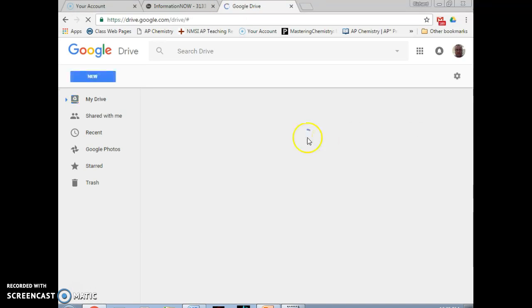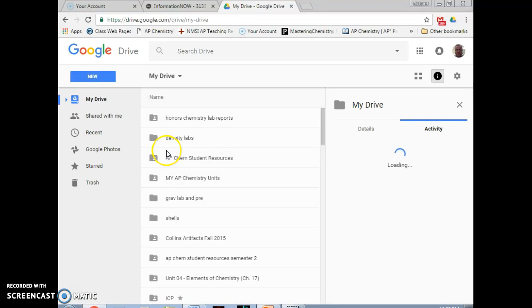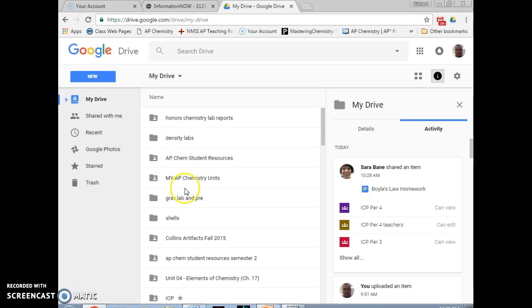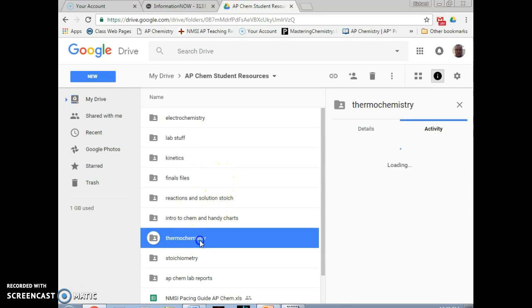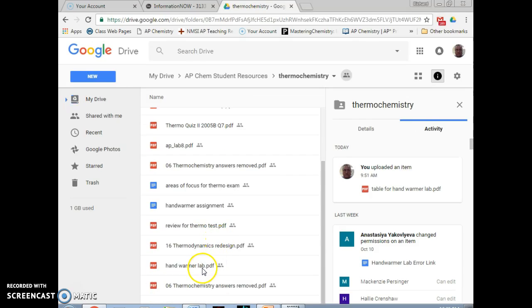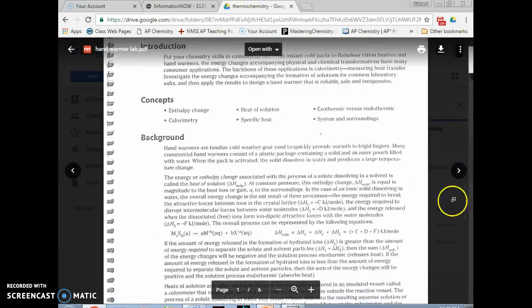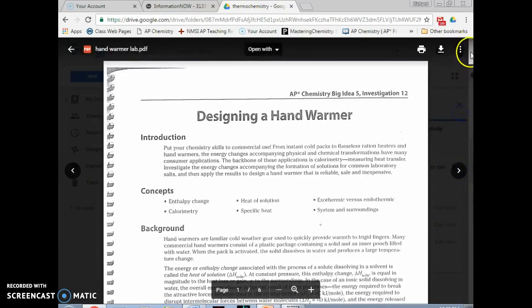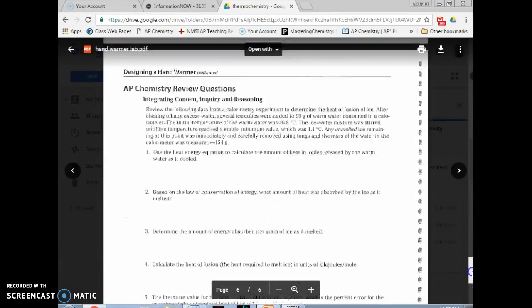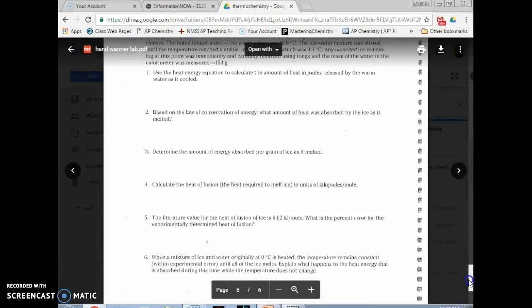There are some questions at the end of the lab. One of them is actually having you calculate the heat of fusion of ice, I believe. So way down there at the end. There are 6 questions at the end that you need to put in there.